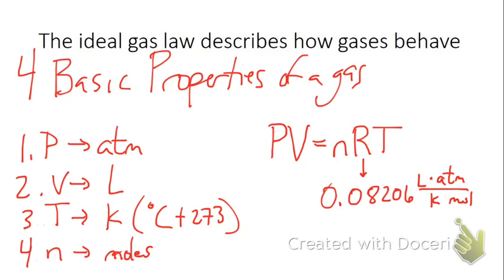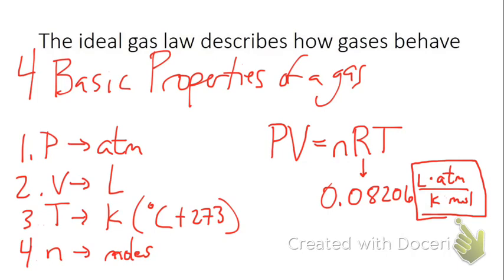So if you were given a problem like this on an exam, and you knew, okay, I need to use PV equals NRT, but I can't remember what the V, the P, or the T have to be in, what you can do is look at the units of your constant, and it will tell you exactly what you need.